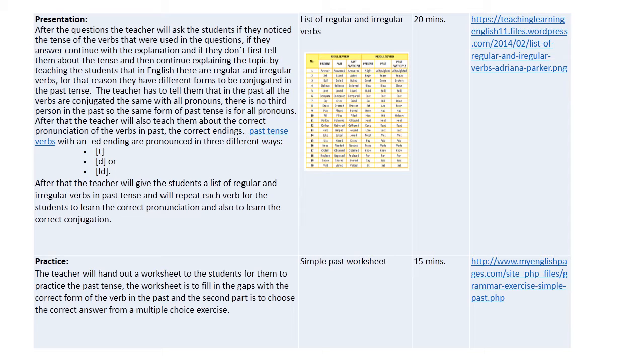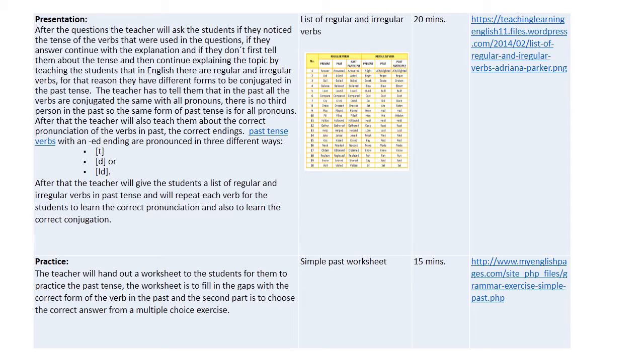The teacher has to tell them that in the past, all the verbs are conjugated the same with all pronouns. There is no third person in the past, so the same form of past tense is for all pronouns. After that, the teacher will also teach them about the correct pronunciation in the past, teaching them the 3 different ways to pronounce the different verbs.